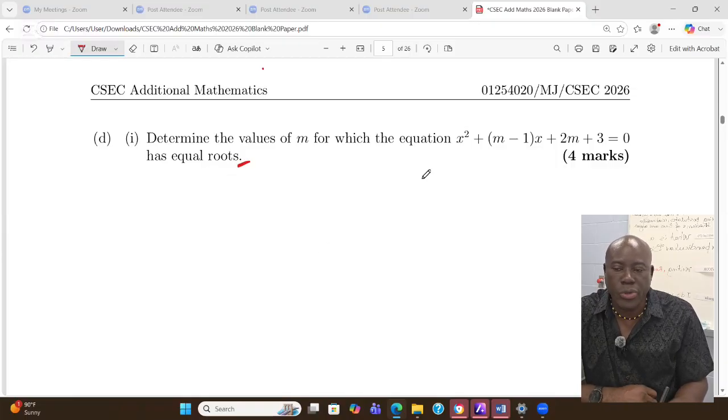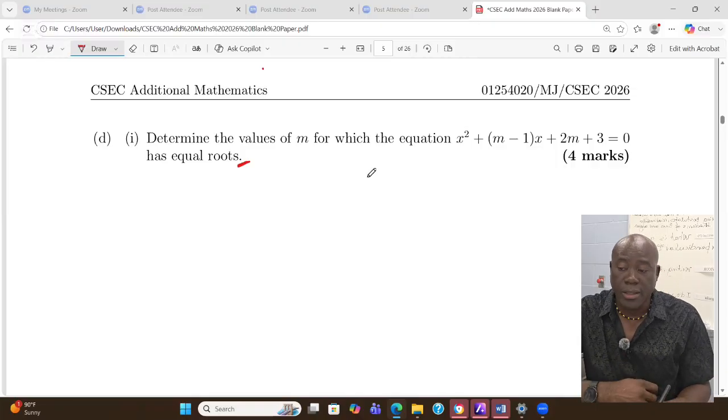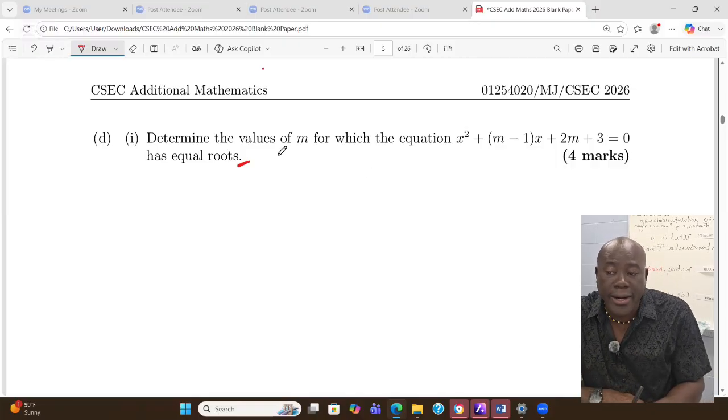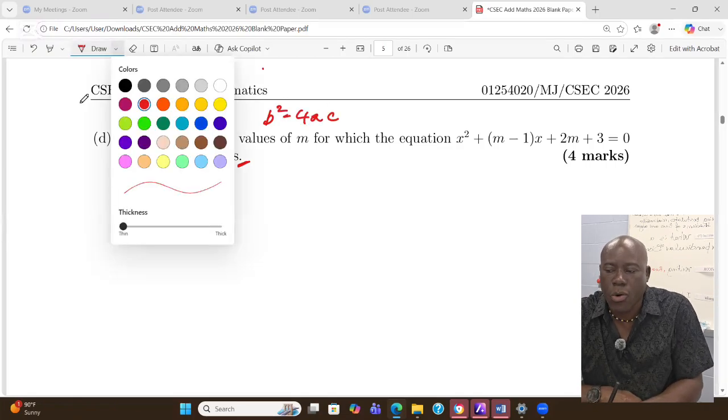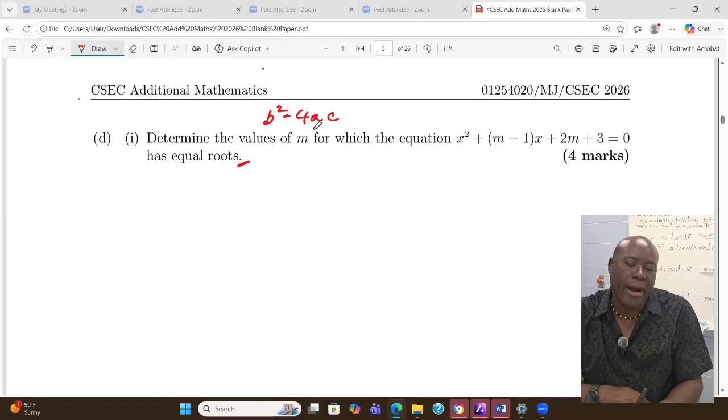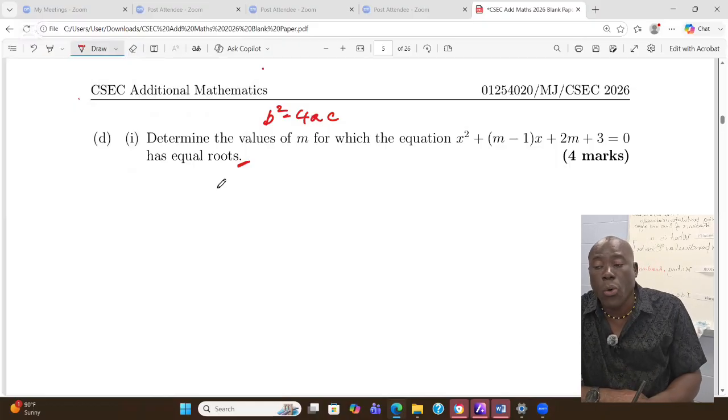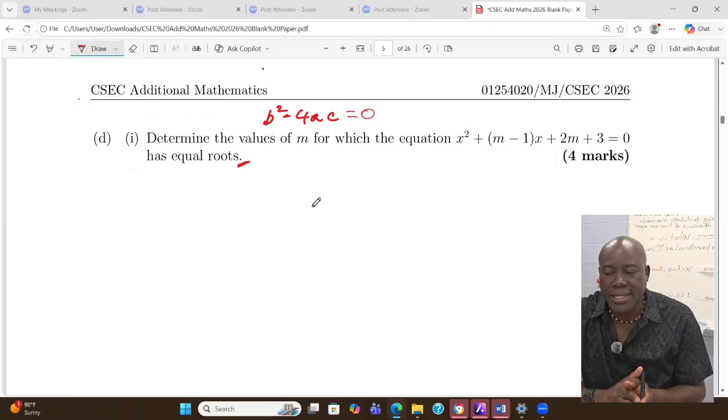Now, whenever we see equal roots, we're thinking about the discriminant. The discriminant is the part that says b squared minus 4ac. If you check your quadratic formula, that part is called the discriminant. When we have equal roots, it is equal to 0. So in this case, we're going to identify A, B, and C.